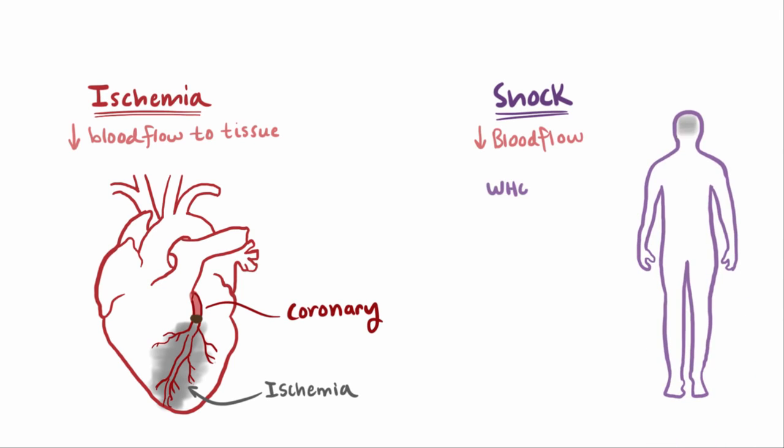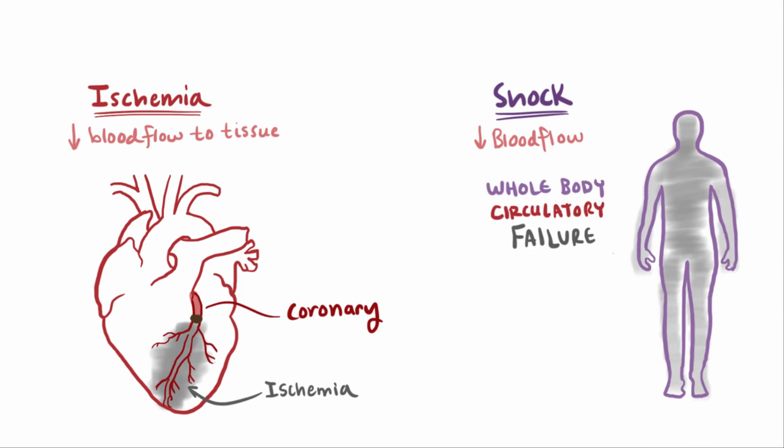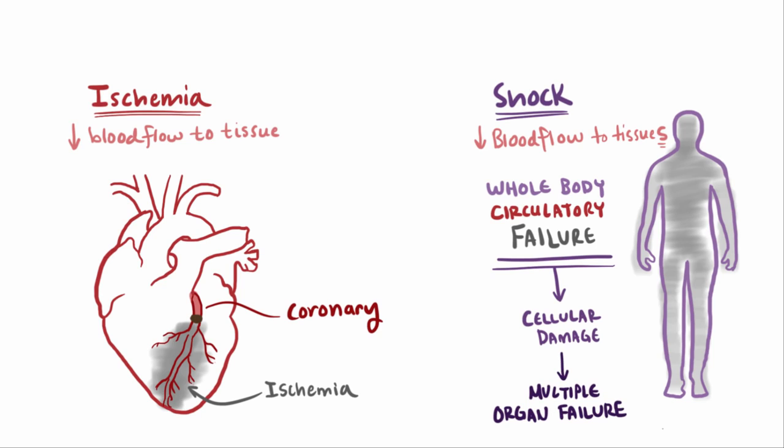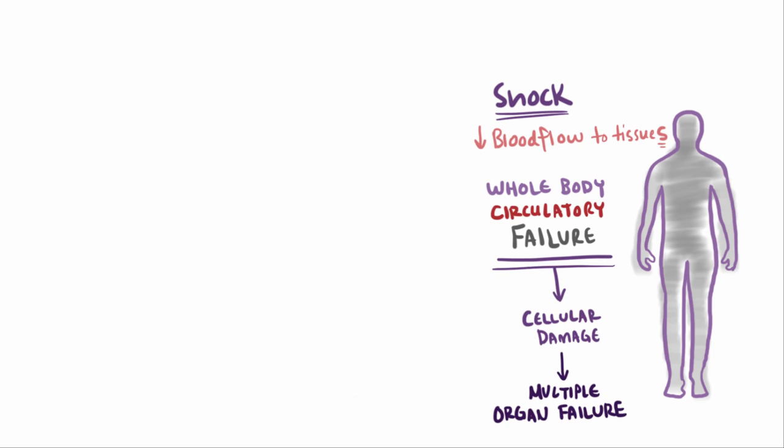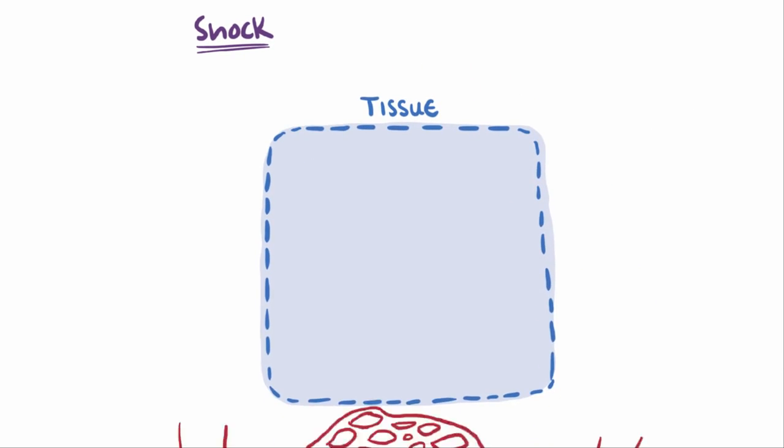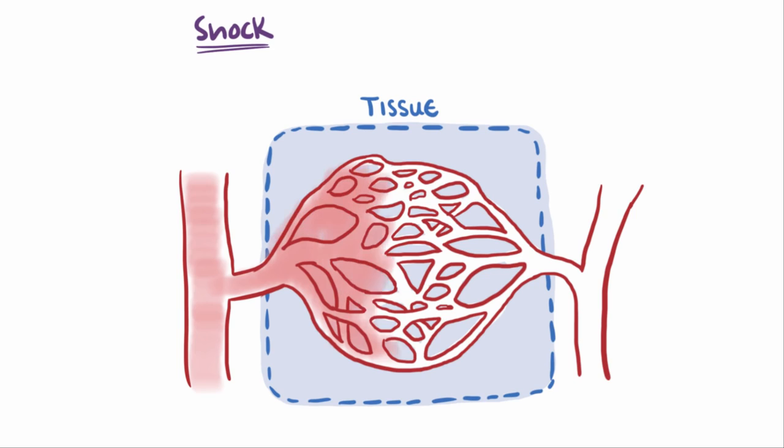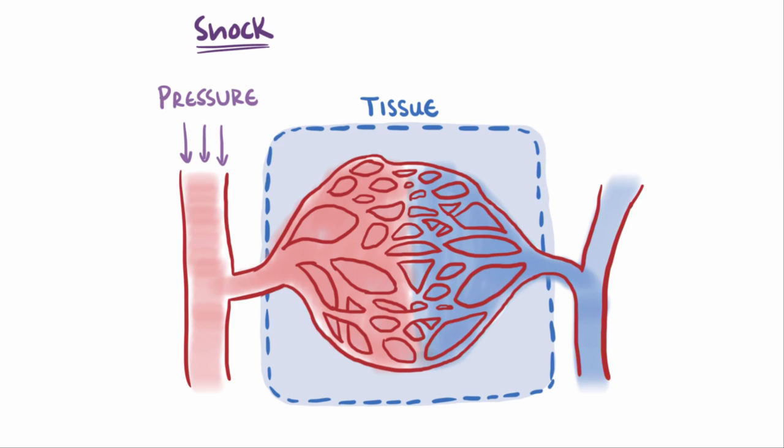In other words, it's a whole body circulatory failure, where blood flow to tissues is dangerously low, leading to cellular injury, possibly damaging multiple organs, and even leading to multiple organ failure if not treated immediately. Okay, so with shock, the body's tissues aren't getting enough oxygen via the blood, right? Normally, blood perfuses through tissue and delivers oxygen because there's enough pressure in the circulatory system to push it through. So blood pressure is a major determinant for the amount of blood perfusing through tissues.